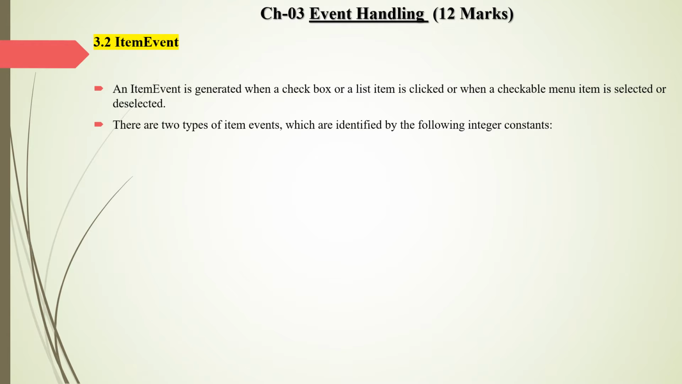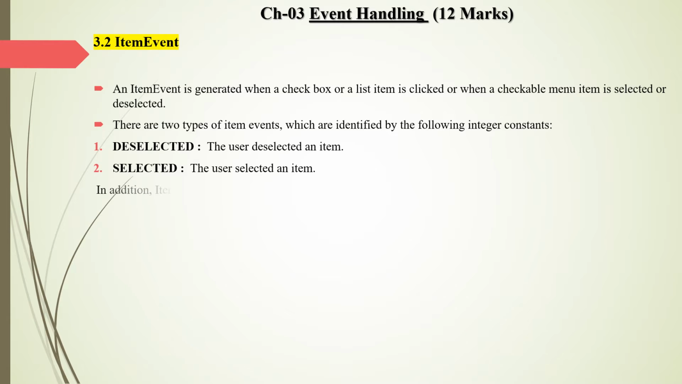There are two types of item event which are identified by the following integer constants. The first constant is DESELECTED, all in capital letters. When the user deselects an item, this constant is used. The second one is SELECTED. When the user selects any item, this constant is used. So there are two integer constants used to identify the item event.